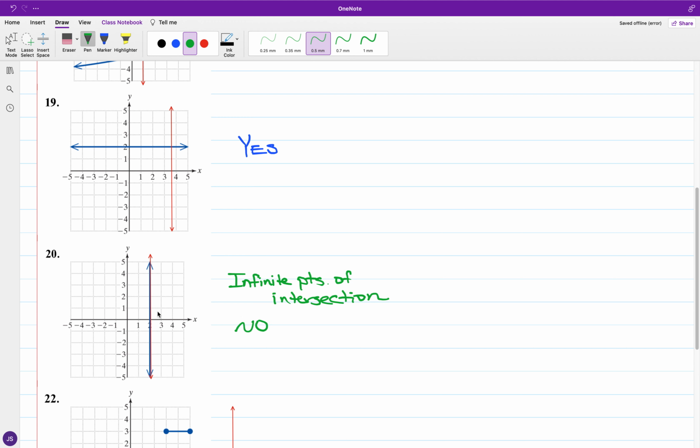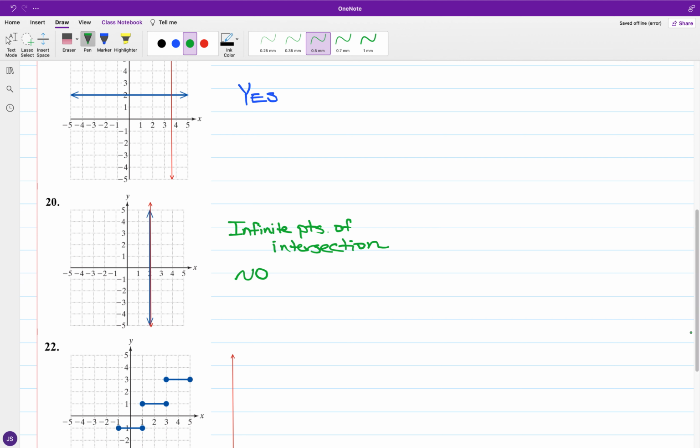Again, for each x value, there should be only one corresponding y value. And here for this graph, we have x equal to 2, and you have an infinite number of y values, from negative infinity all the way up to approaching positive infinity.